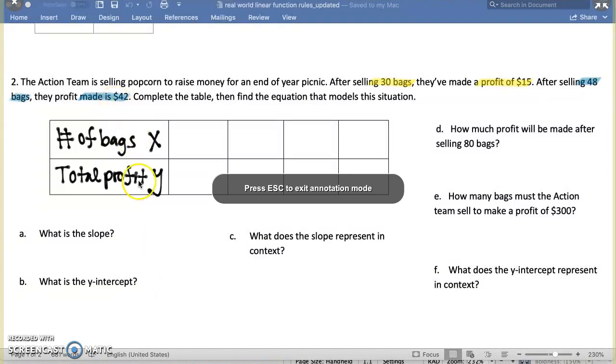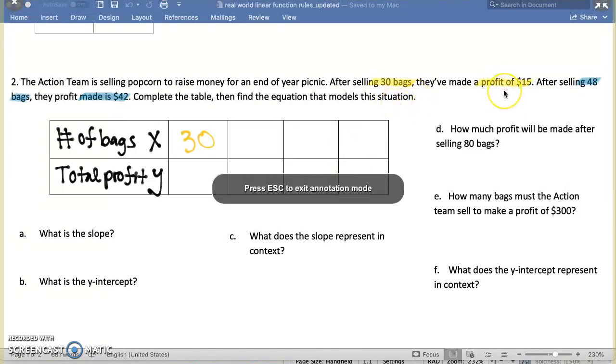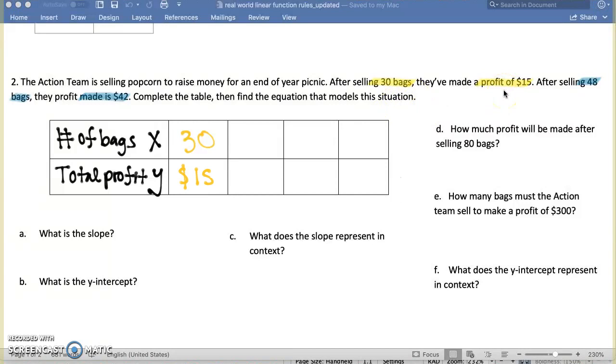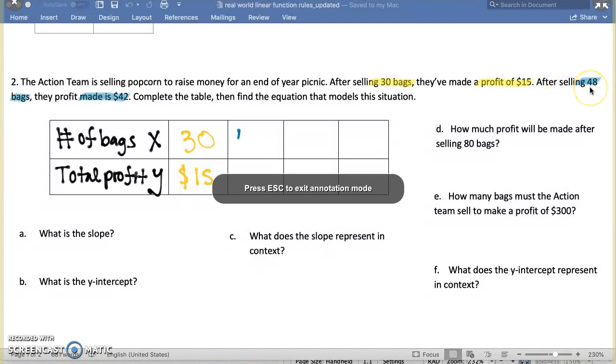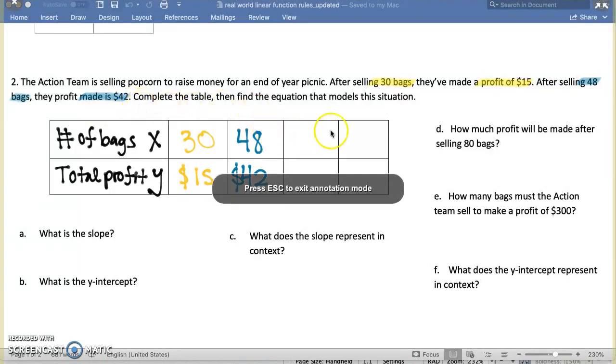Once you know what x and y represent, we have to fill out the table with the information that's given in the problem. So we have 30 bags of popcorn resulted in a profit of $15, and then 48 bags of popcorn resulted in a profit of $42. Right now we don't need this part filled out because we're going to get that from question D and question E. So then we can look at calculating the slope.